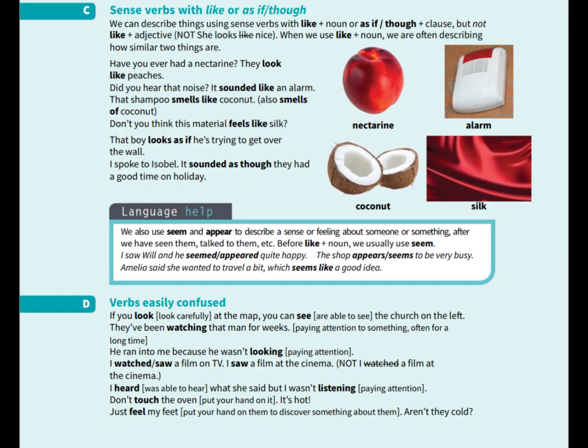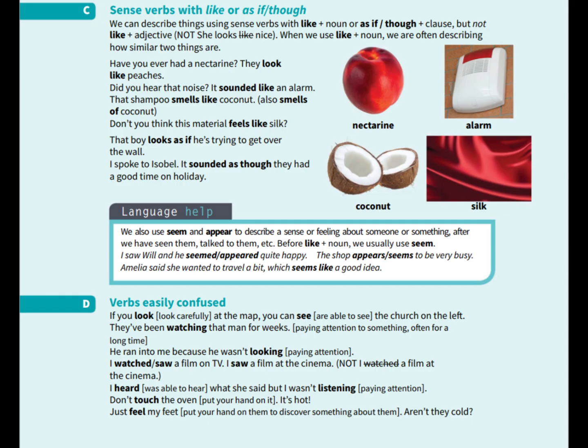Sense verbs with as if and as though. We use as if or as though followed by a complete clause when describing the impression that a person or situation gives us. For example, that boy looks as if he is trying to get over the wall. The speaker forms this impression from what the boy appears to be doing. We can also say, I spoke to Isabel. It sounded as though they had a good time on holiday. The conversation gave the speaker the impression that the people had enjoyed their holiday.